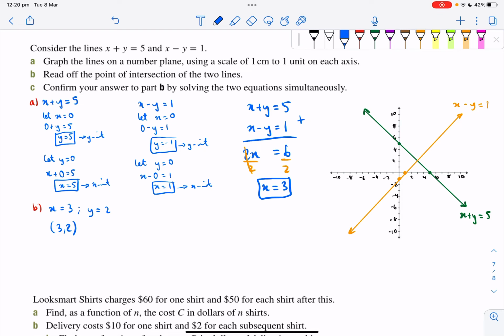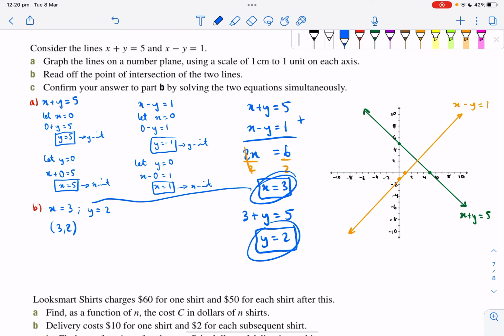Now I'm just going to back substitute this into one of these. I think the first one will be fine. 3 plus y equals 5. Subtract 3 from both sides, we get y equals 2. And there we go, confirmed. Both answers showed up.